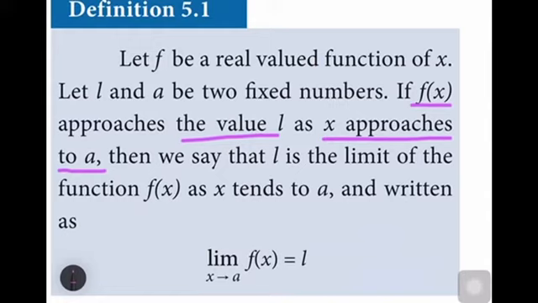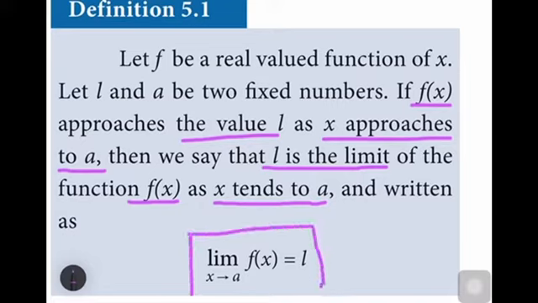Then we say that L is the limit of the function f of x as x tends to a, and we can write it as limit x tends to a, f of x is equal to L. So when x tends to a, when x approaches a, f of x is equal to L.